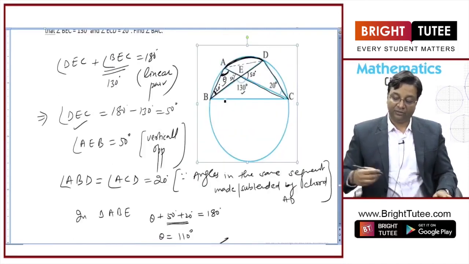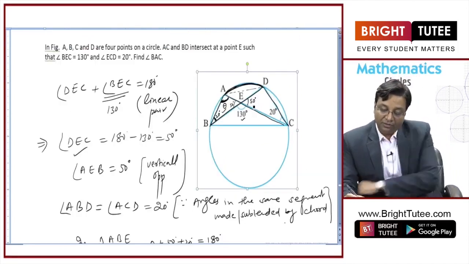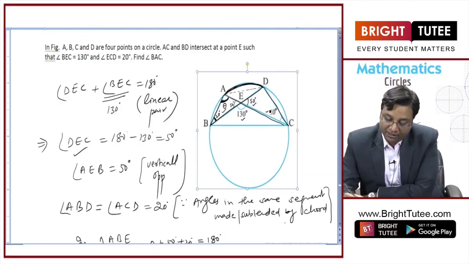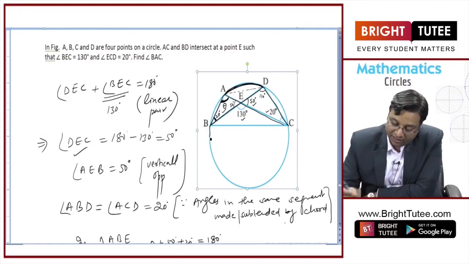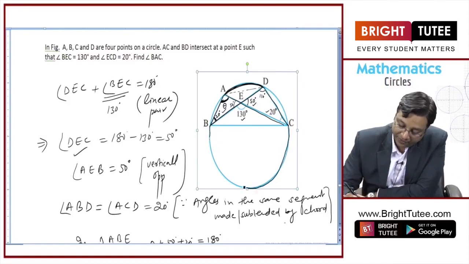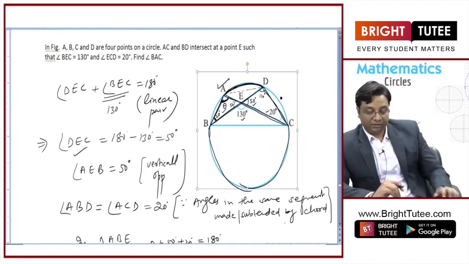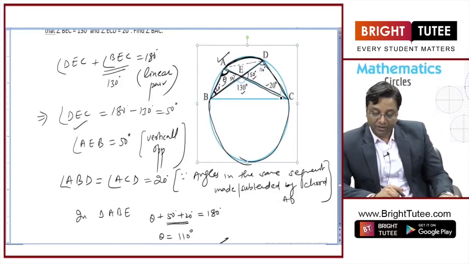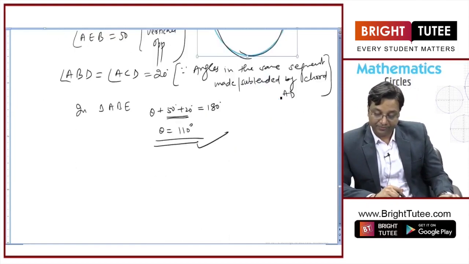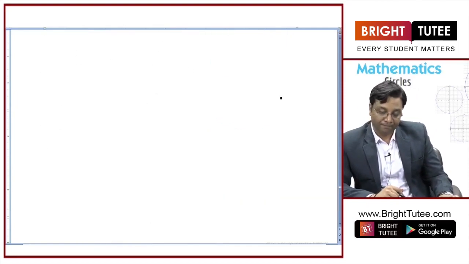Or the other way that you could have done this question, once you have found that this angle is 50, this angle is 20, so what is this angle? This angle is 110. Then you could have said that arc BC subtends this angle 110 at D, so it will subtend an angle 110 at point A also. So this could be another way of solving this question. Okay.